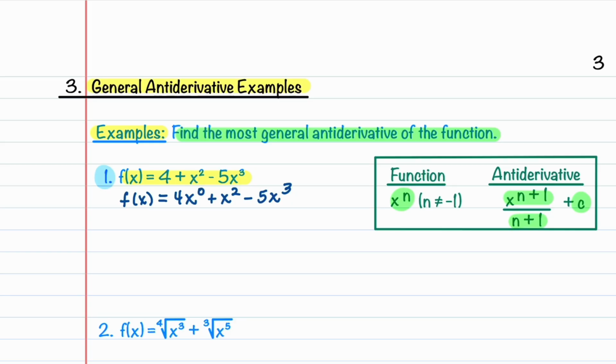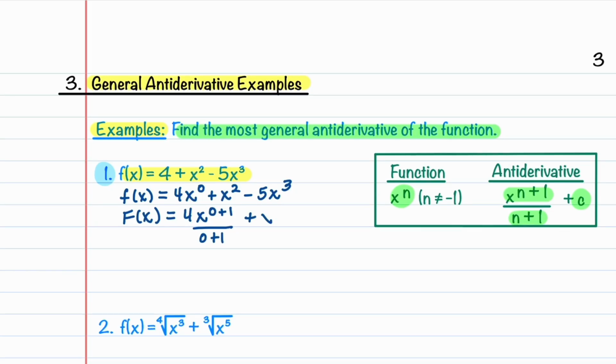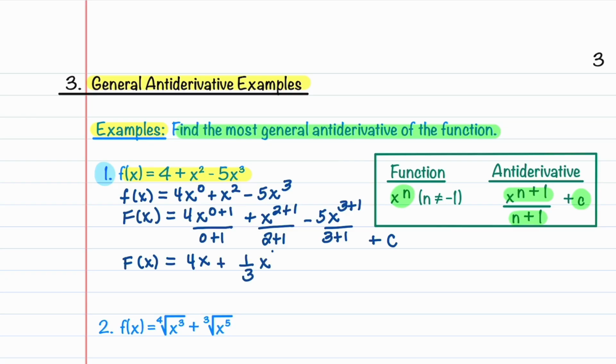If you're finding the antiderivative of a little function f of x, then that antiderivative is typically notated as capital F of x. So we're going to say capital F of x is equal to 4 x to the 0, and then we're going to add 1 to our exponent and divide by that exponent. Now let's do the same thing to the next term. This is x to the 2 plus 1, all divided by 2 plus 1, and then we have minus 5x to the 3 plus 1, all divided by 3 plus 1, and then we have to add a plus c. This gives us capital F of x is equal to 4x plus 1/3 x cubed minus 5 over 4 x to the 4th plus c. And that's our final answer.